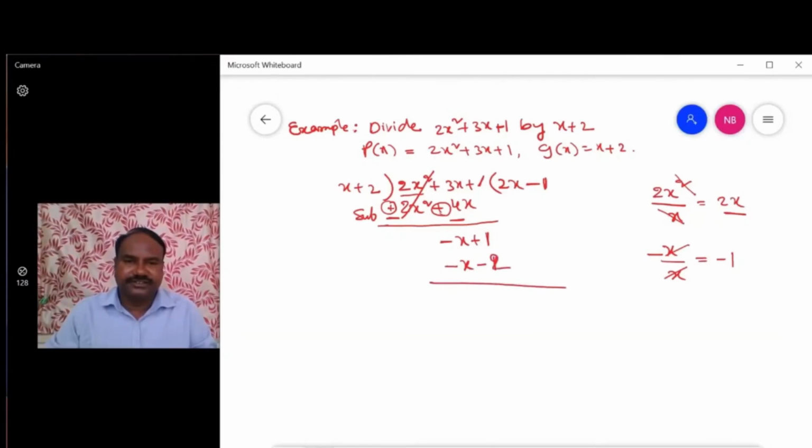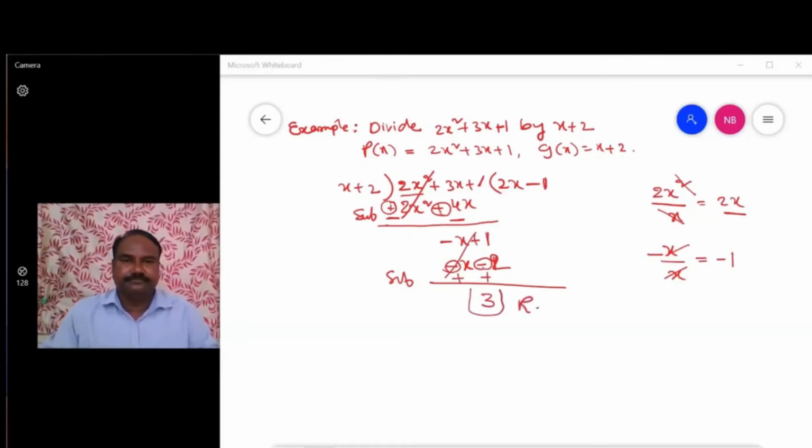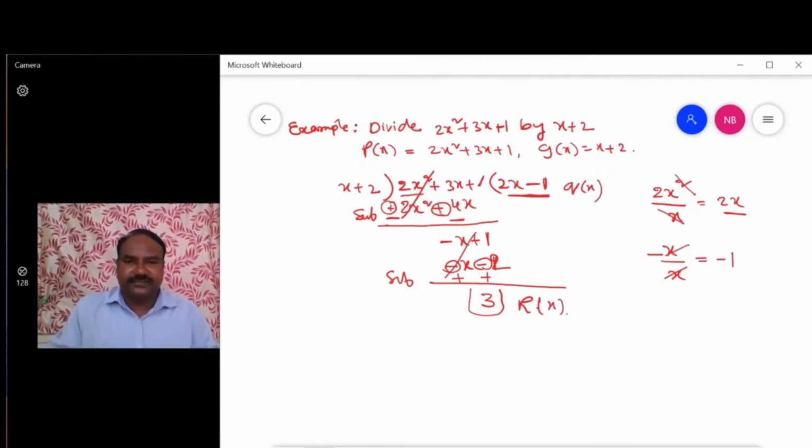Now subtract, the symbols change, minus becomes plus, this minus becomes plus. Now minus x plus x gets cancelled, plus 1 plus 2 is 3, which is nothing but the remainder r. Here this 2x minus 1 is the quotient, nothing but q of x, and this 3 is r of x. Now let us verify this division algorithm, nothing but the division rule of these polynomials.